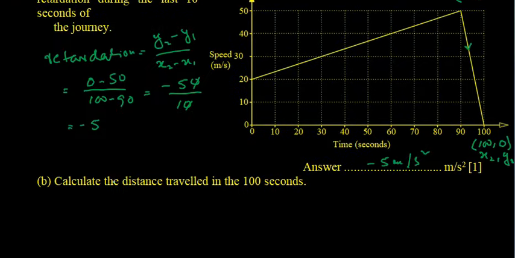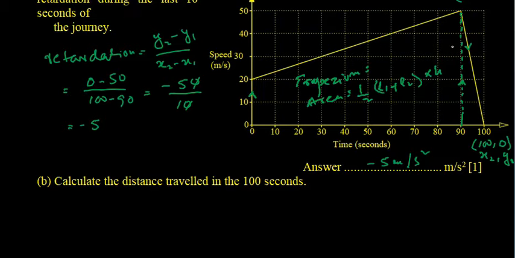Part B. Calculate the distance traveled in 100 seconds. In a speed time graph, the distance is the area of this figure. So we can divide this figure into two shapes for which we can get the area. These two lines are parallel and these two lines are not parallel, so it is a trapezium, and the area of a trapezium is 1 upon 2 (L1 plus L2) multiplied by height.